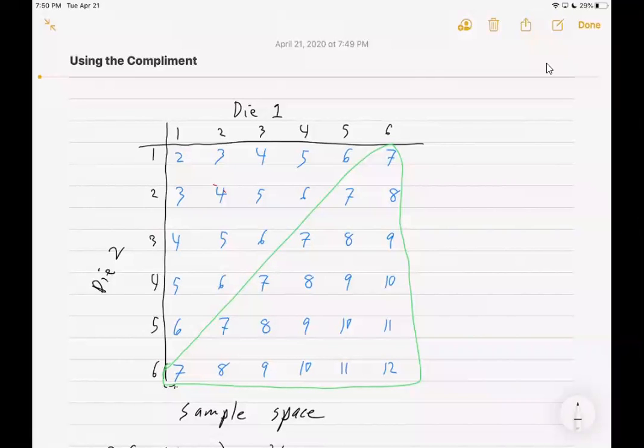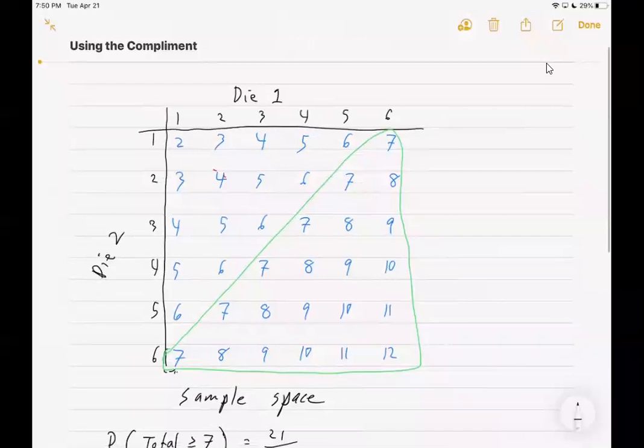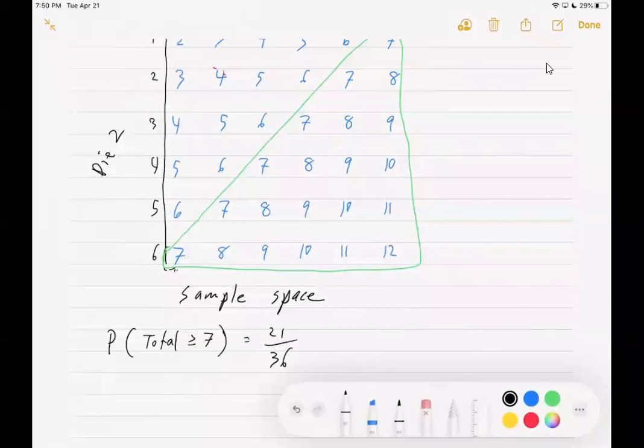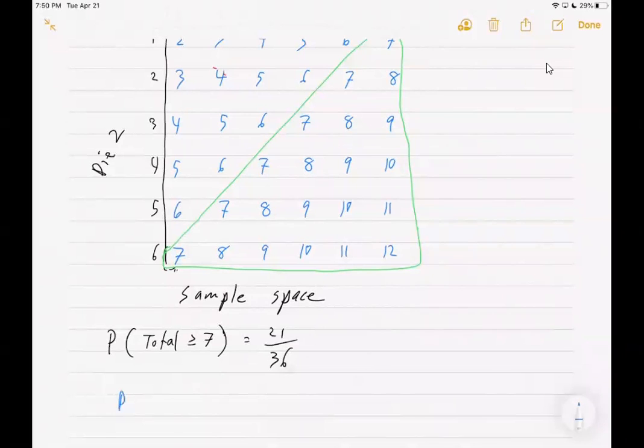Okay, so let's go back to an example that we had used already, which was what is the probability of rolling greater than 7 with 2 dice? And we had determined simply by counting, you could count by hand, that the answer should be 21/36. Now, what if I wanted to know the probability that the total is less than 7? Notice it's not less than or equal to, it's less than 7. So that's all other possibilities.